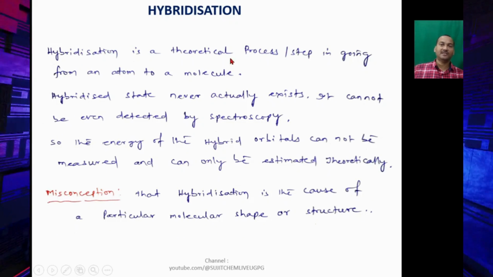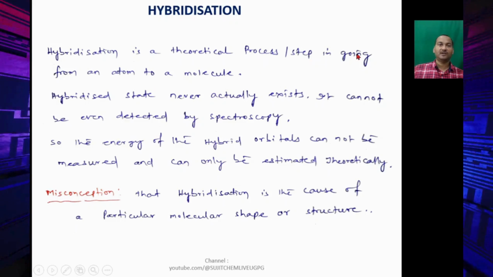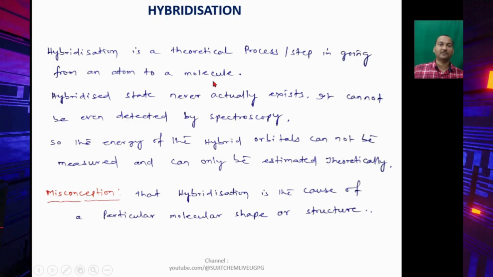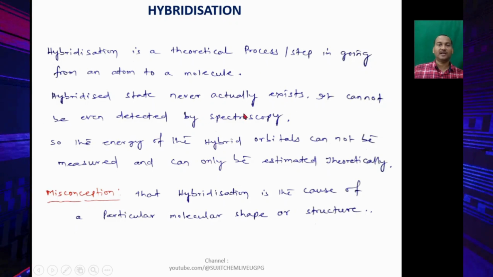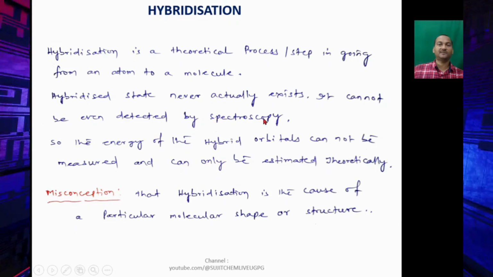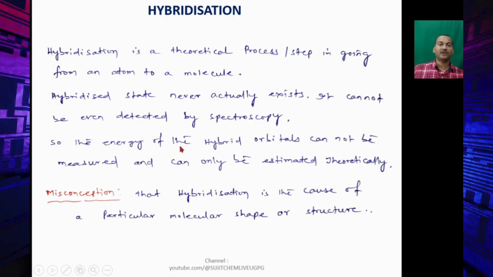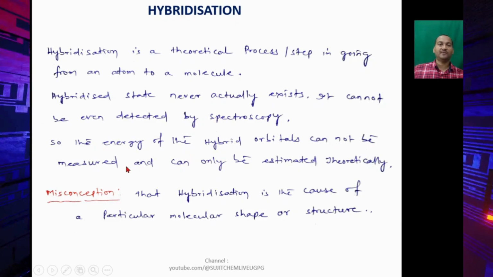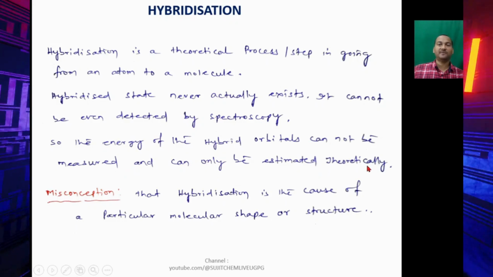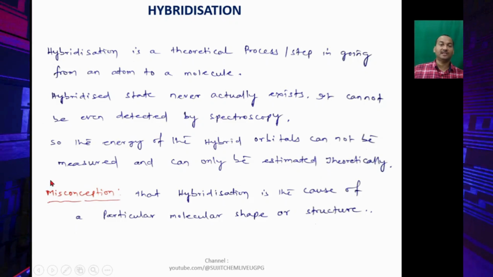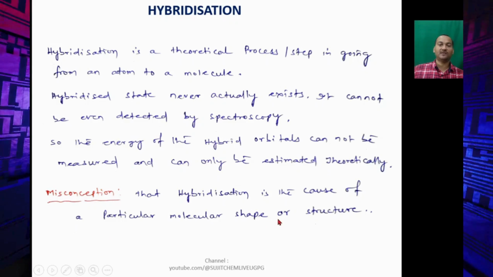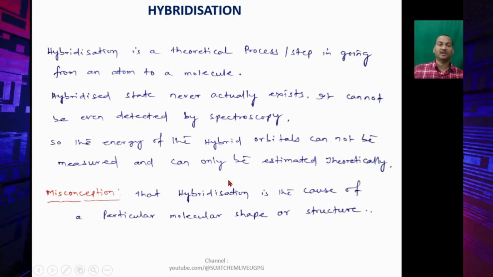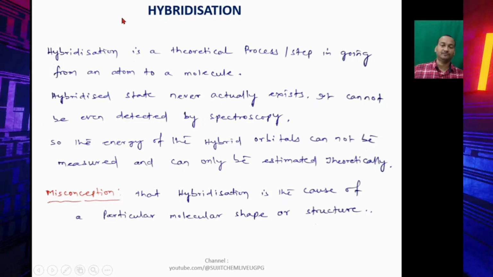So hybridization is a theoretical process or step in going from an atom to a molecule. So the hybridized state never actually exists. It cannot even be detected by spectroscopy. So the energy of hybrid orbitals cannot be measured and can only be estimated theoretically. There is a misconception that hybridization is the cause of a particular molecular shape or structure. So that we should not think about.